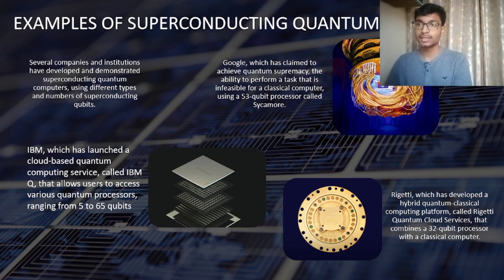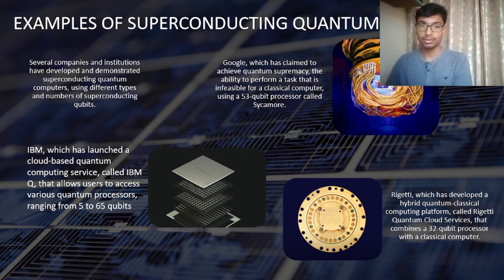Examples of superconducting quantum computers. Several companies and institutions have developed and demonstrated superconducting quantum computers using different types and numbers of superconducting qubits. Google, which has claimed to achieve quantum supremacy, the ability to perform a task that is infeasible for a classical computer, using a 53-qubit processor called Sycamore.